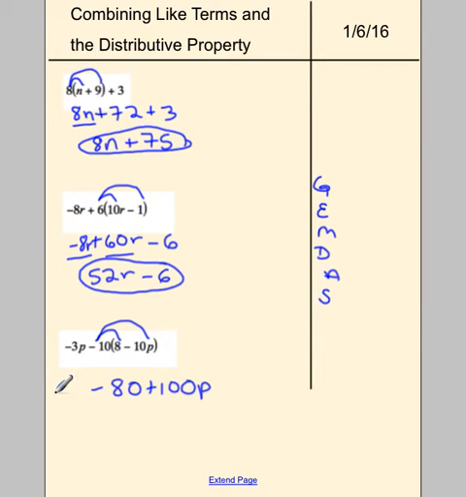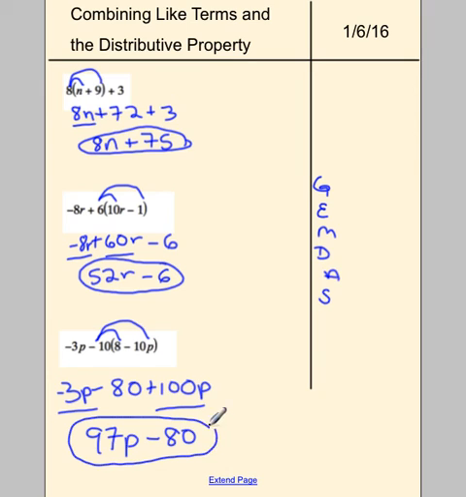And I bring down this negative 3p. Underline things that have one variable, leave no variables ununderlined, and that's negative 3p to combine with positive 100p, which is 97p, minus, noting the sign there, minus 80. And there is your answer.